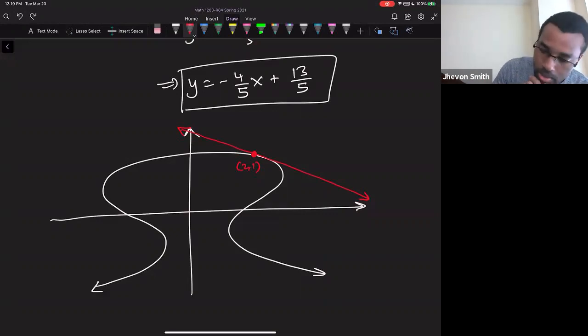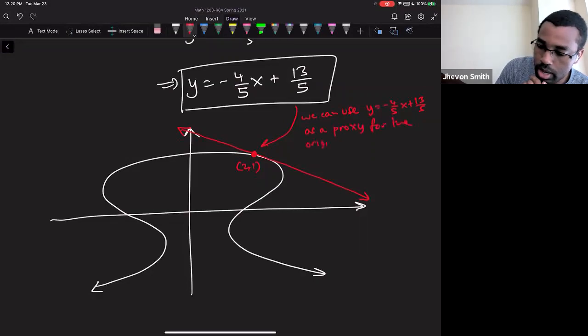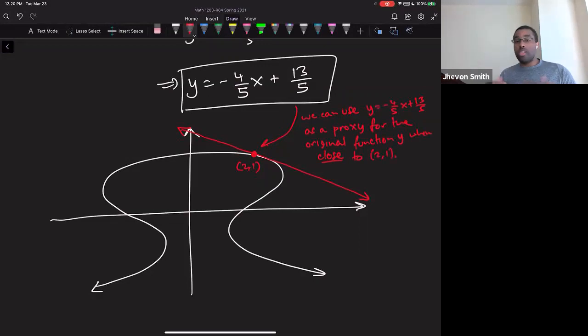So we can use y equals minus 4 over 5x plus 13 over 5 as a proxy for the original function y when close to 2, 1. And you can do this at all points along the function.